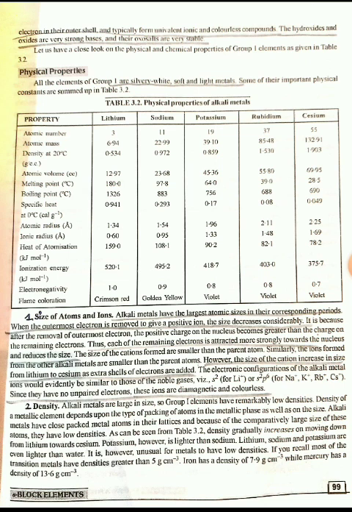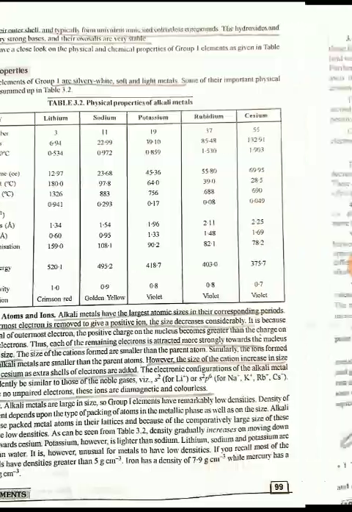It is, however, unusual for metals to have low densities. If you recall, most of the transition metals have densities greater than 5 gram per centimeter cube. Iron has a density of 7.9 gram per centimeter cube, while mercury has a density of 13.6 gram per centimeter cube. Third, ionization energies.